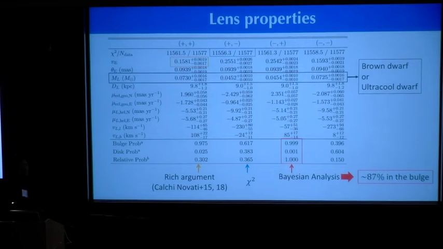Okay, so let's look at the models more carefully. So in fact, we have the usual fourfold degeneracy. In terms of chi-square, the 4 models differ by only 5. So this model is actually formally the best, but the chi-square difference is too small. The parallaxes are somewhat different. If you use the Rich argument, this solution and this solution with smaller parallax are slightly preferred by a factor of 2.6, but this is not convincing.